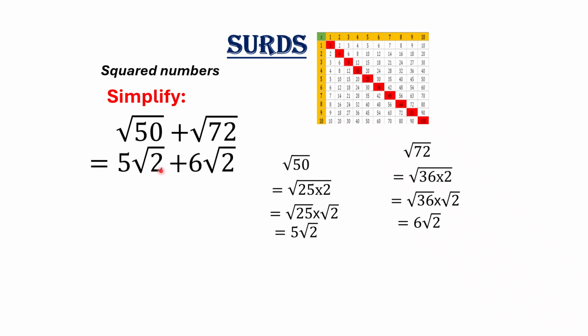So the root is just like a name. So this is like 5 bananas plus 6 bananas. So it's just 11 bananas. So it's 11 root 2. So the root is a name. We don't add it, we just add the coefficients, the numbers in front of it. 5 plus 6 is 11, and keep root 2.